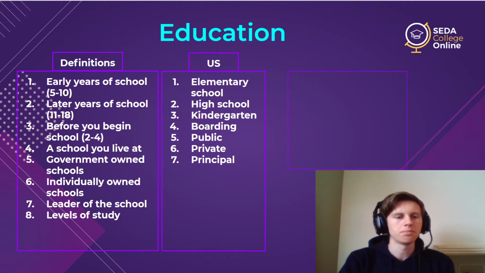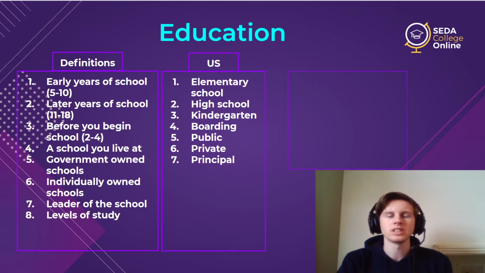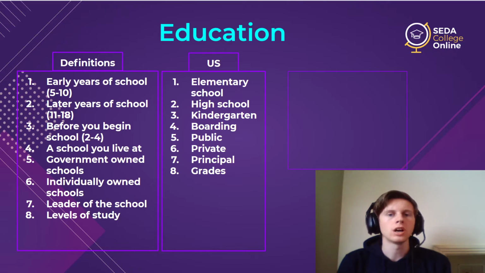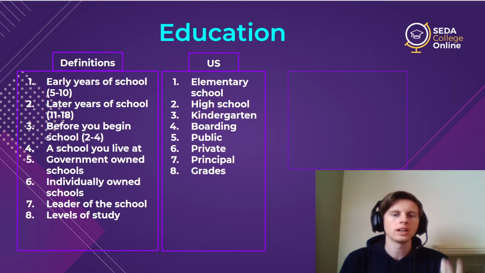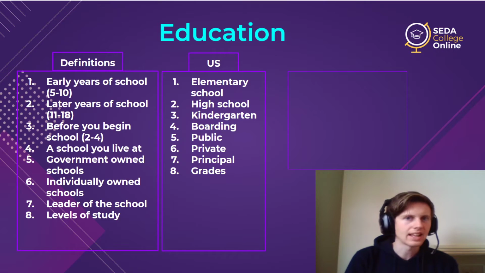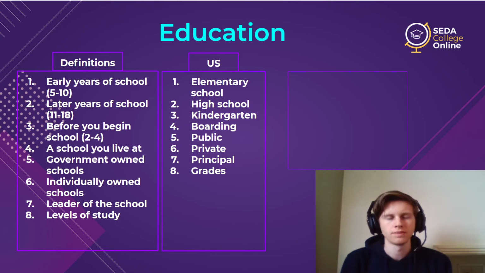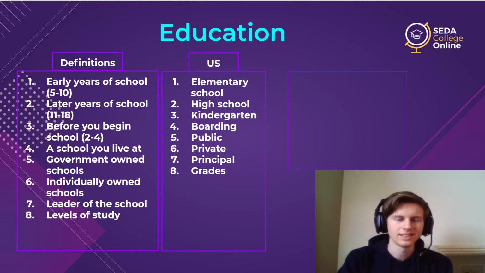And then in number 8, we have the levels of study. So from 1, 2, 3, 4, 5, all the way to 12. And we call these grades. So in the United States, we say grades, and we count them not 1 grade, 2 grade, but with ordinal numbers. So we say first grade, second grade, third grade, 4th, 5th, 6th, 7th, 8th, 9th, 10th, 11th, and 12th. So we have all of those. We don't say 1 or 2. We say first and second grade. So those are the 8 education nouns.